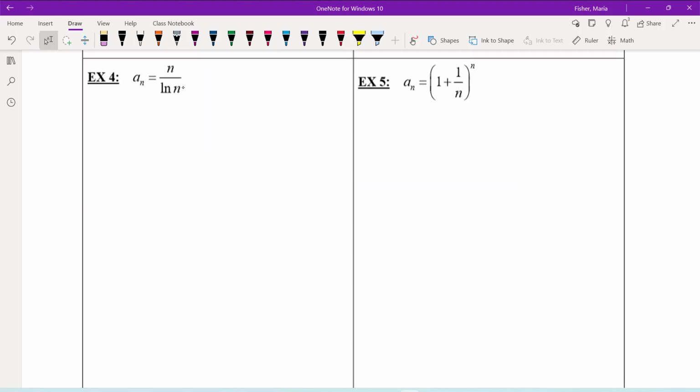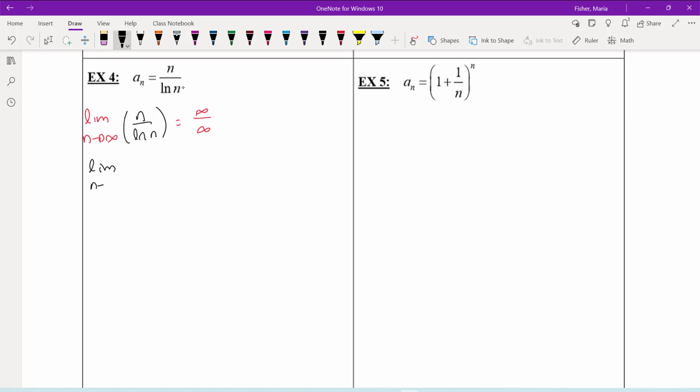Let's do number 4. Example 4 is a sub n is equal to n over the natural log of n. The first thing you have to do is figure out what the limit as n goes to infinity of your sequence is, n over the natural log of n. This is still currently infinity over infinity. Unlike example 3, this is not n to a power divided by n to a power, so we're going to use L'Hopital's rule to evaluate this limit.